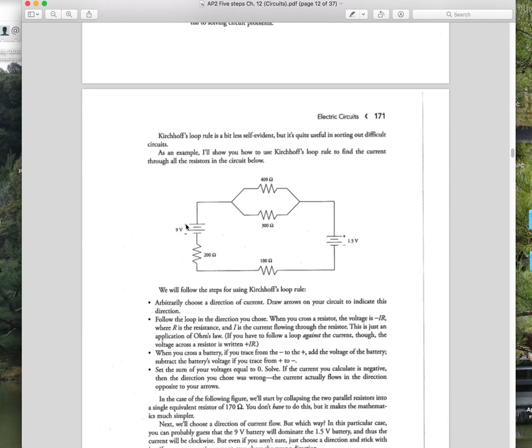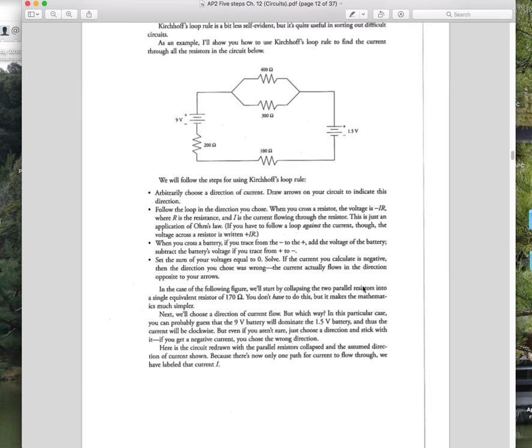I don't think you're going to see circuits with two power sources in them. I don't think AP2 is going to do that. I've never seen that. It is in AP Physics C, however.